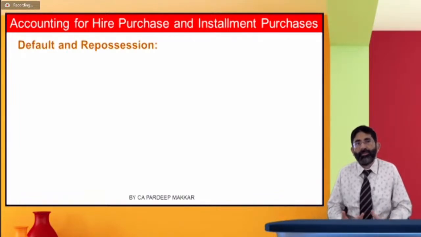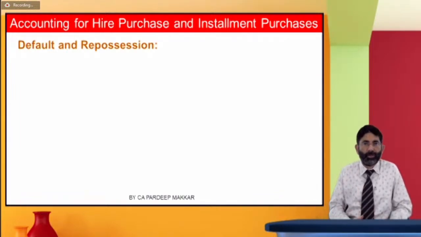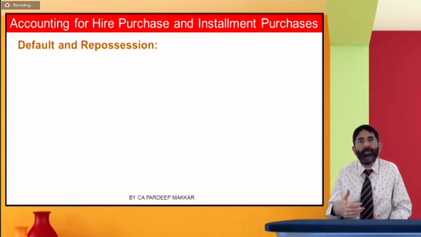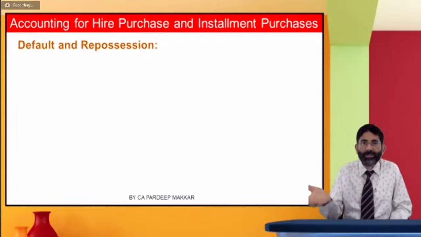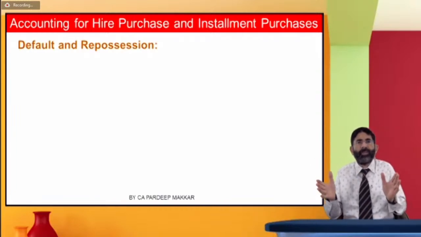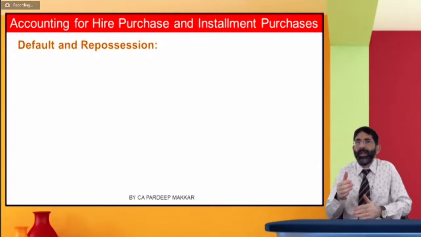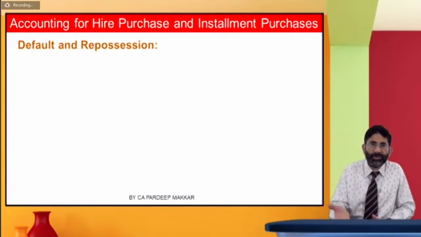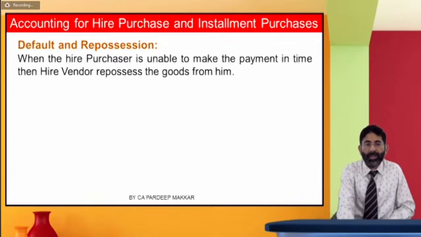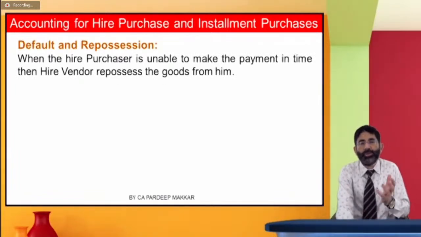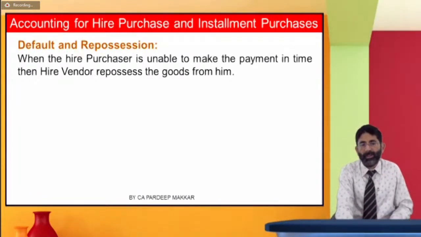Or after the first installment I am unable to pay the second installment, or even I am unable to pay the first installment, or even I am unable to pay the last installment. Anything may happen. If any installment is not paid, then the vendor has the right to take back the goods. That is called repossession. Default means you are unable to make the payment, and repossession means the goods are taken back by the vendor.